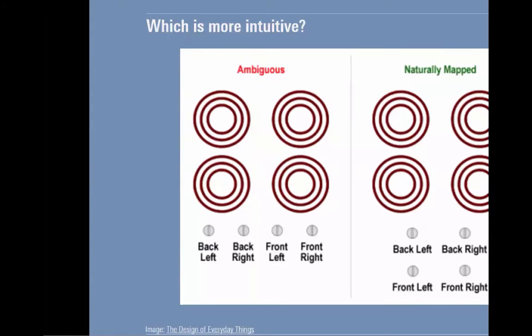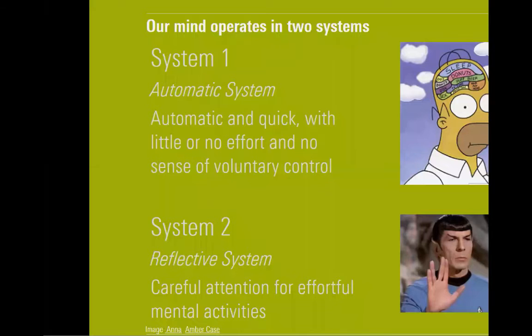Now, it's obviously the right one, isn't it? Because the knobs are mapped very naturally to the way that we would actually use it. We know the back ones are in the same exact shape as the actual burners. Whereas the one on the left isn't overly complicated, but we've got to pause for a second and just make sure the back left means the right one, because they're not mapped in the same physical design. And this shows the different ways that our mind thinks.